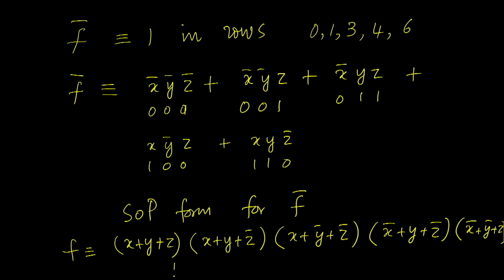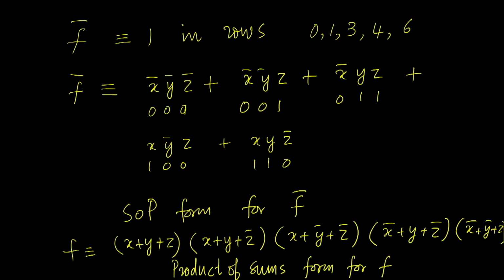This is the product of sums form for f. So what this shows is that we can find the product of sums form for f when we are given the truth table for f. From the truth table for f, we construct the truth table for f bar.